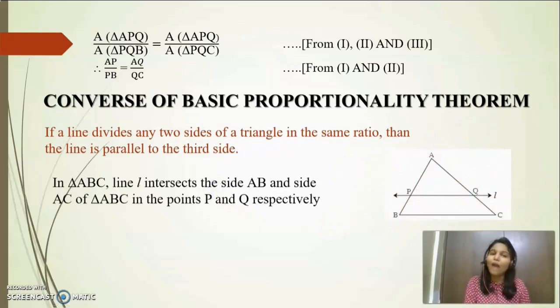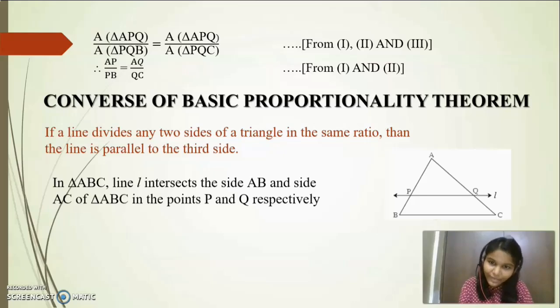I have always told you that whenever you are solving any sum in geometry, you will always have to follow the steps. So, whenever you are using this concept, that is converse of basic proportionality theorem, first you will write down in whatever triangle it is given, in triangle ABC, then you will write down which line is parallel to which side of a triangle. That is, line L is parallel to side BC. This is to prove, this is not given.